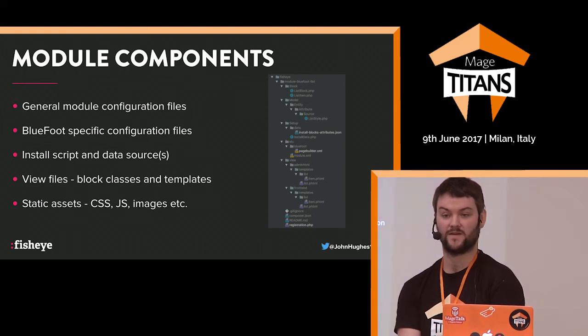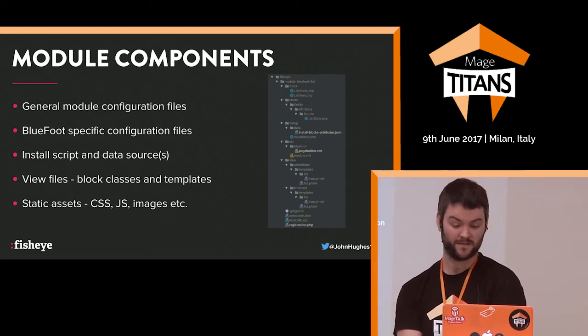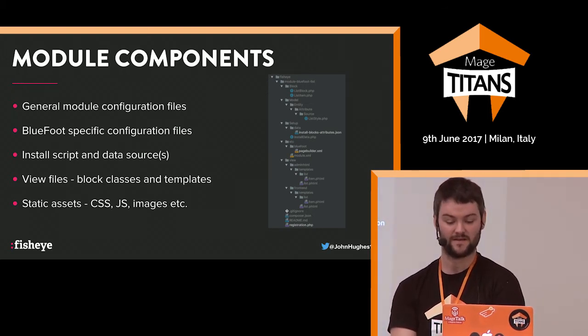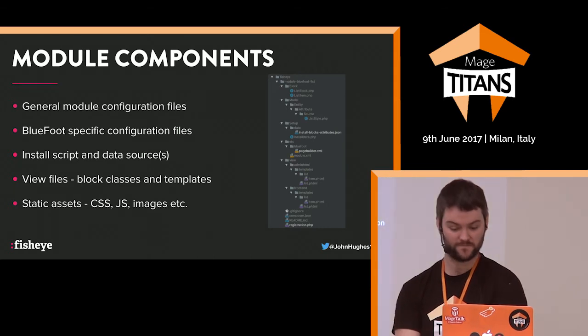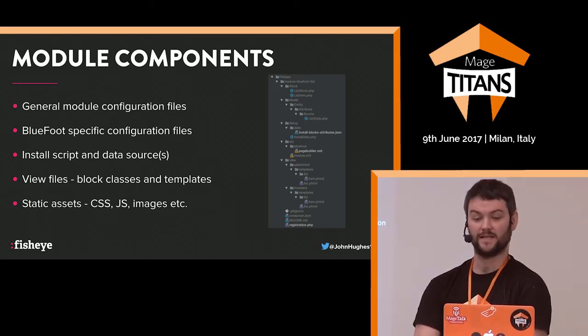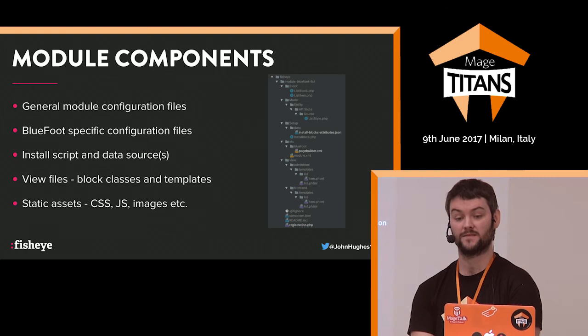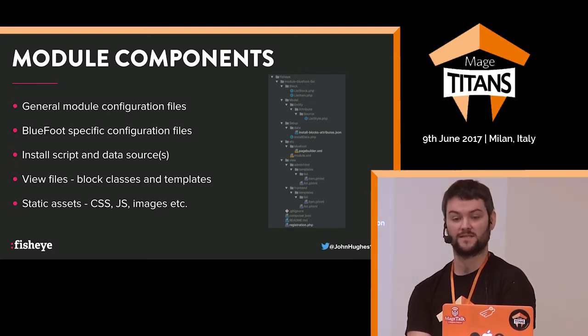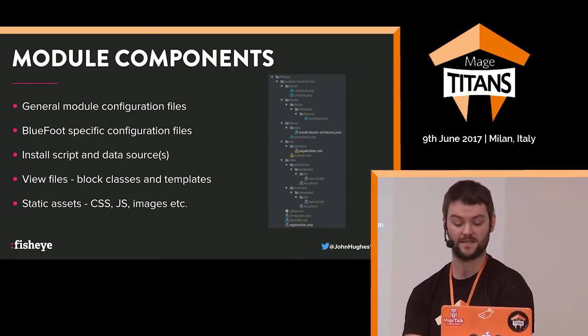Okay, so that's our module outline. Let's have a look at the various components that we're going to need. Firstly, we need configuration files. I mean, you can't do Magento without XML, so we're going to need both standard Magento and BlueFoot-specific configuration files. We're going to need an install script and a data source to install our page builder block and attributes from. We'll obviously need block classes and templates to render content on the front end, and we could also add static assets, but just for our simple example, we don't need any.